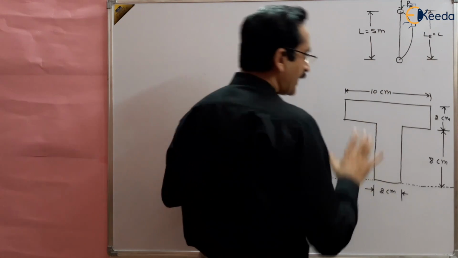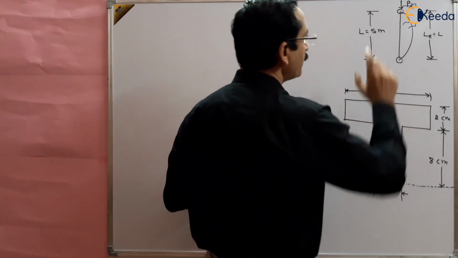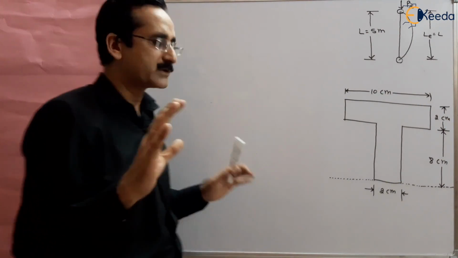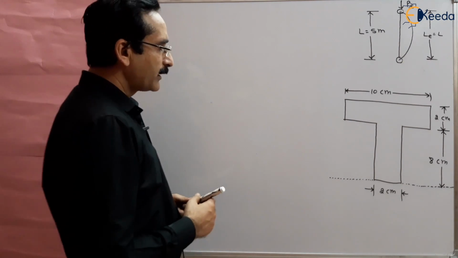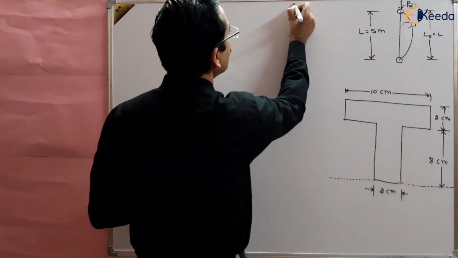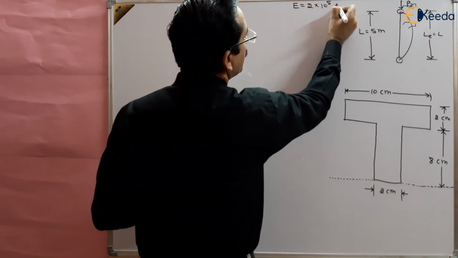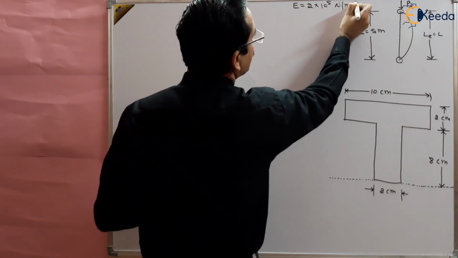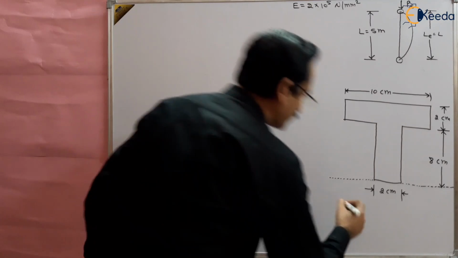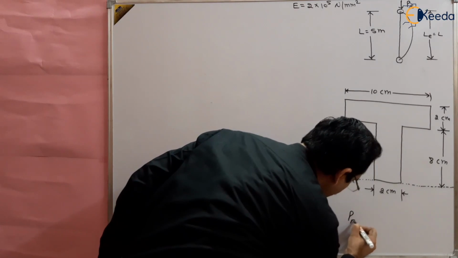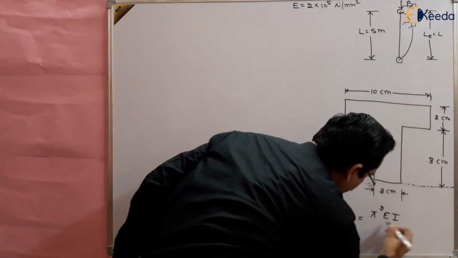And this is a T section and the dimensions are given to us, right? And we have to find out the safe load which can be applied on this T section column. And also E is given to us. Modulus of elasticity of the material is also given to us, 10 multiplied by 10 power 5 Newton per millimeter square. We know that the safe load or crippling load of the material is given by pi square EI upon LE square.